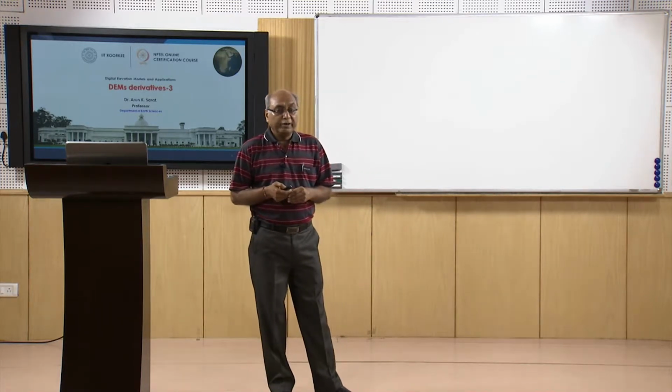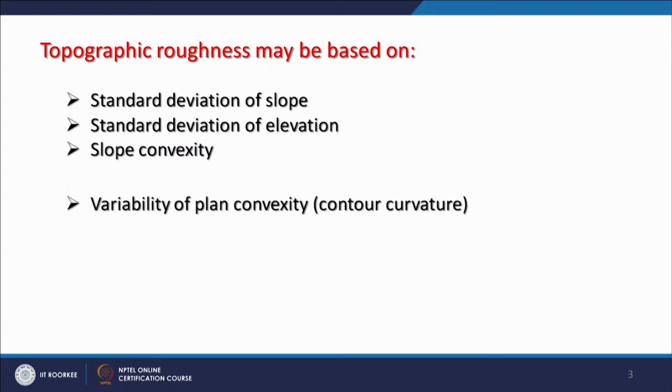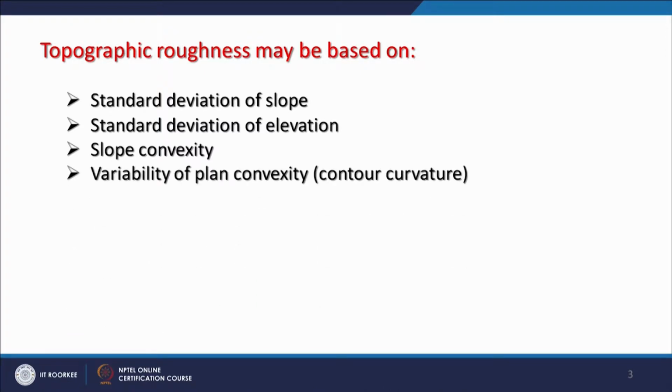Then there is slope convexity, whether slopes are convex or concave, and downslope or across slope; these parameters we have discussed in previous discussions. And fourth, it may be based on the variability of plan convexity, that is contour curvature, or some other measure of topographic texture. So these will determine our topographic roughness or TPI.